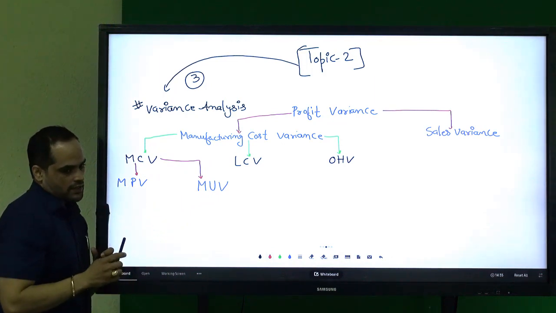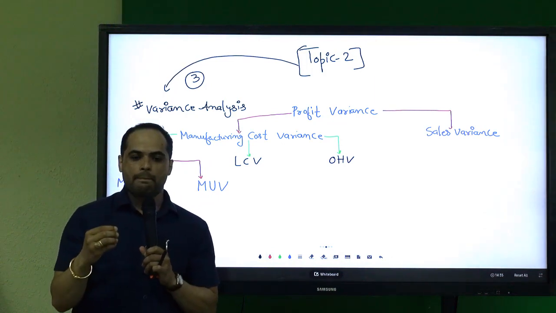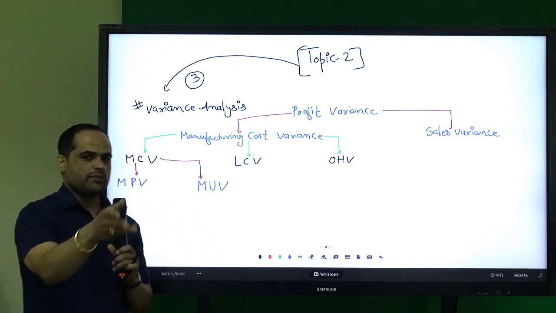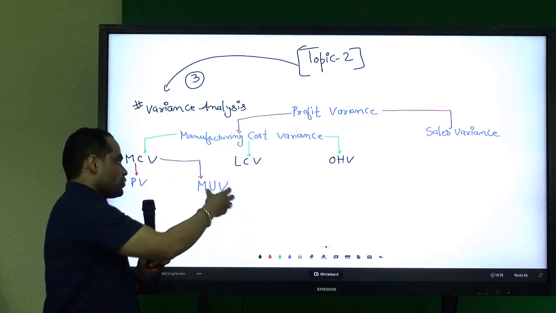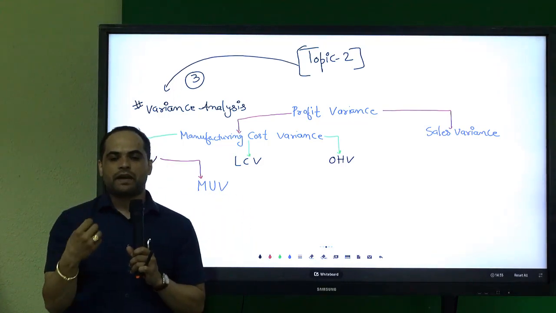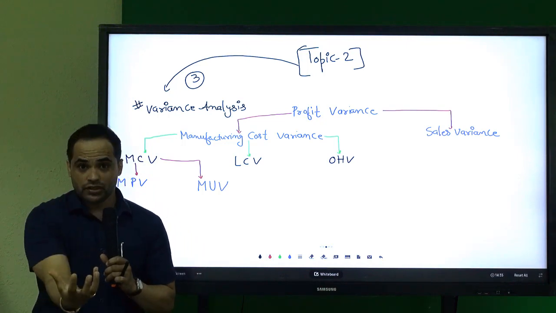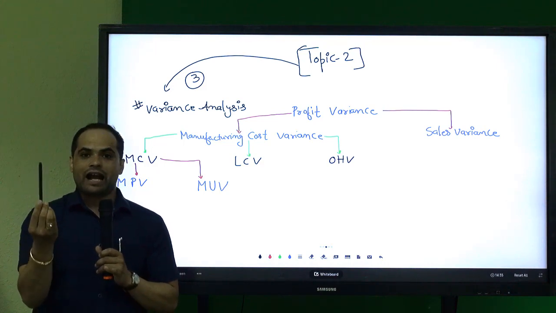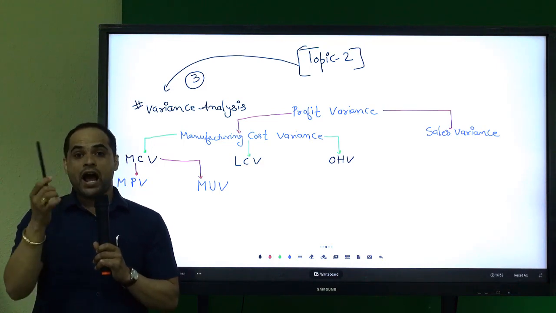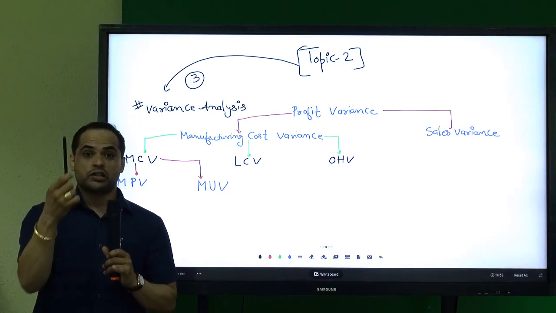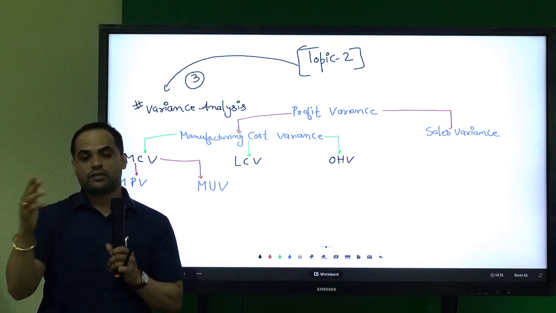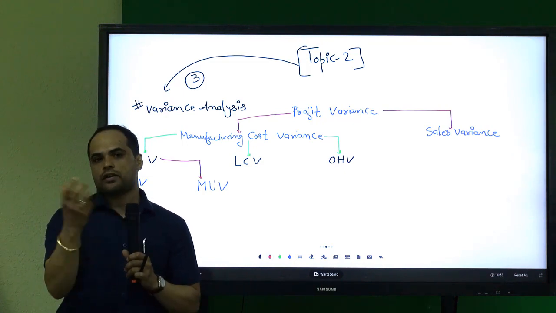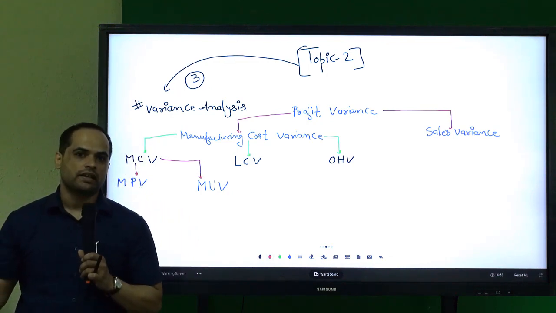Material price variance means how much I am planning to pay, and the difference between what I actually paid and what I planned. Usage means how much material I was expecting to consume to make one product, let's say this pen, and how much quantity of material I am actually consuming to make this pen. That's called the material usage. Usage means utilization of our resource, which is, of course, material, right?